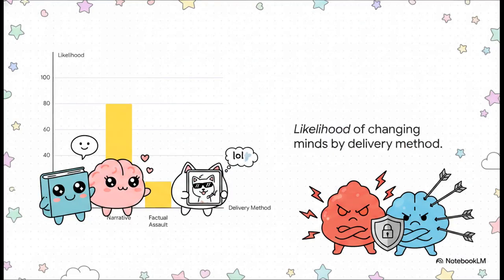And the data totally backs this up. DARPA actually funded fMRI research that shows exactly what happens in our brains. When someone attacks our core beliefs with just direct facts, our amygdala flares up and we aggressively resist changing our minds. But if you present that exact same information wrapped in a compelling story or a funny meme, we become incredibly susceptible to it.